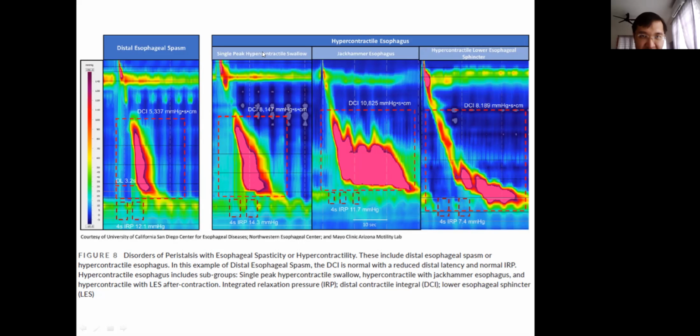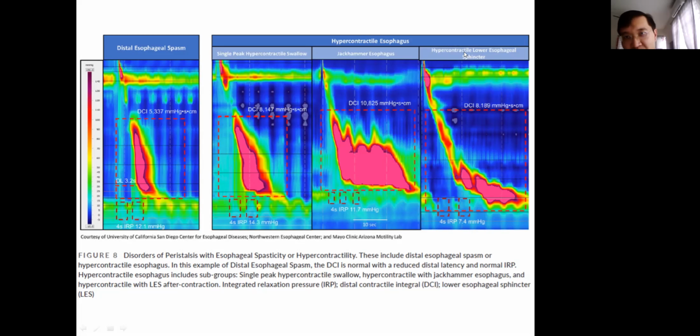So like in the single peak hypercontractile swallow, the DCI will be more than 8,000, but it's just a single one. This is compared to jackhammer, right? So last time we used to think that jackhammer is just based on DCI, but actually now they're divided into three different types of hypercontractile esophagus. So you get a single peak, you get a multi-peak, as shown in the third diagram here, which is suggestive of jackhammer esophagus.